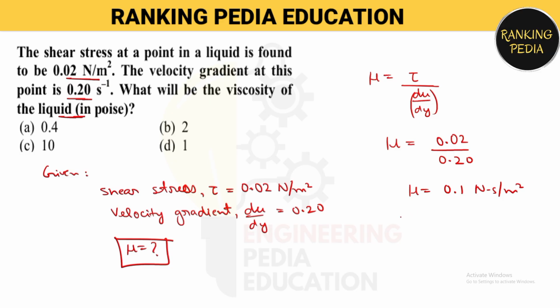And when we convert 0.1 Newton second per meter square, it is 1 poise. So yes, we can say viscosity of liquid in poise is 1. Which of the following option is correct? Option number D is correct. Viscosity of liquid in poise is 1.